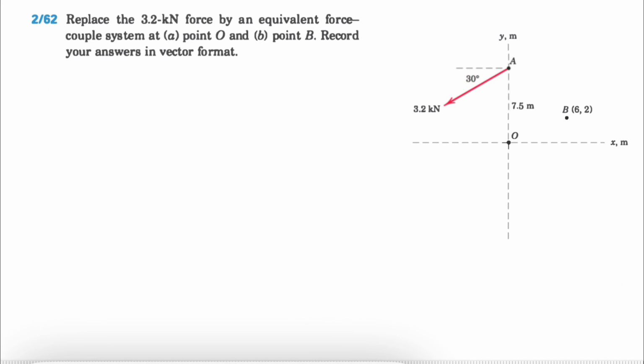Alright guys, welcome back. We're going to be solving another question from the second chapter of Meriam textbook, question 62, and in this one we need to replace the 3.2 kilonewtons force by an equivalent force-couple system at point O, and in the B part of the question, point B.